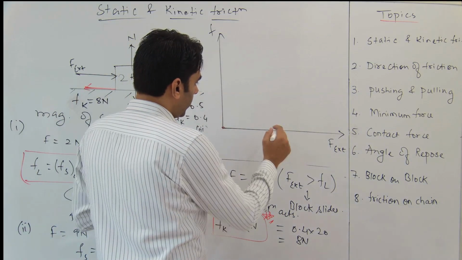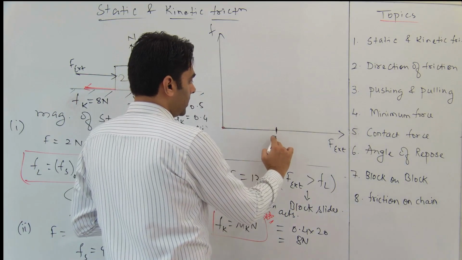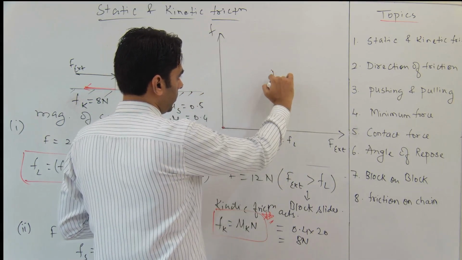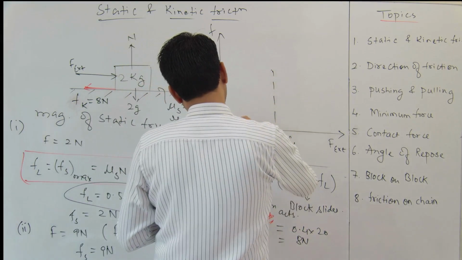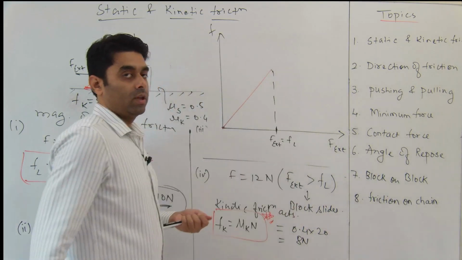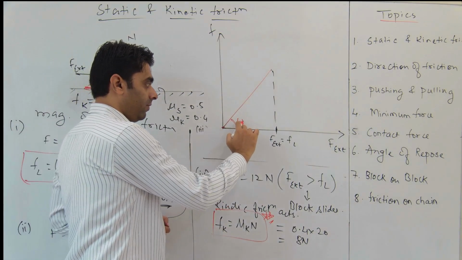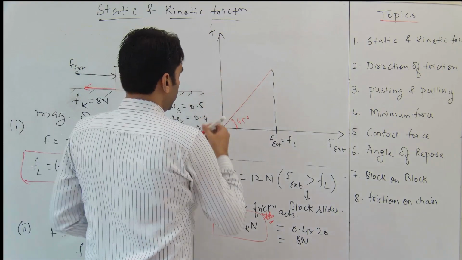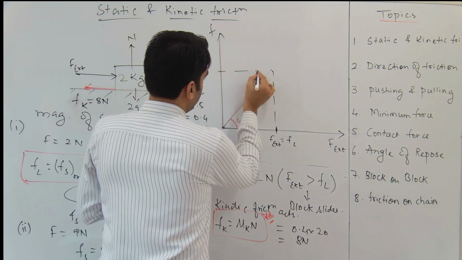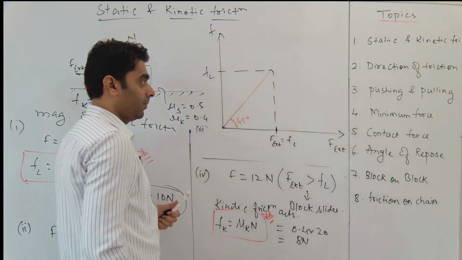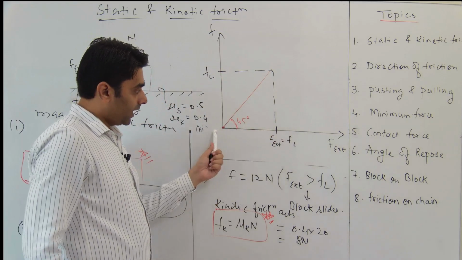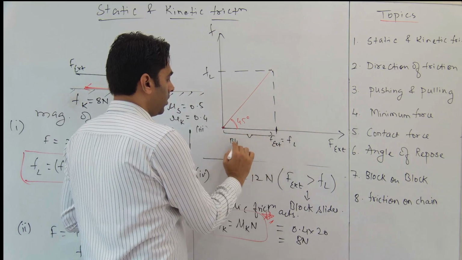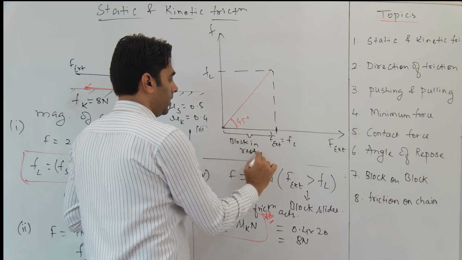Up till which value? Till your F external is equal to limiting friction. If I draw this, this is the graph we'll be getting. The angle will be 45 degrees. Why 45 degrees? Because whatever is the value of external force, the same is the value of friction, till the limiting friction. In this part, when the external force was still within limiting friction, the block is at rest.